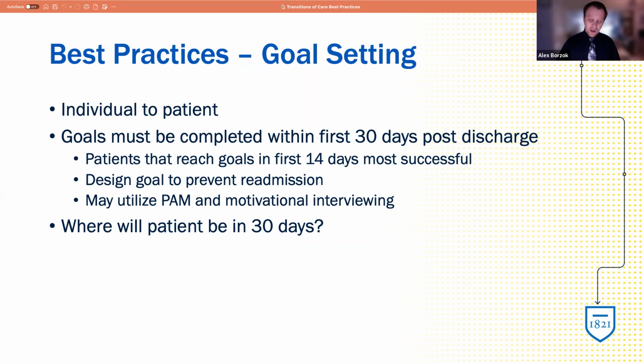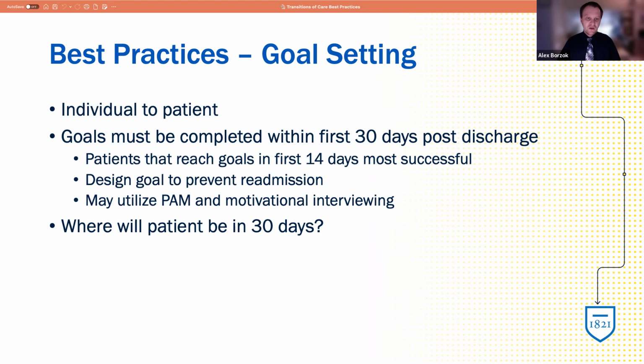However, it still has to be individual to that patient, what their individual goals are for the care that they want to receive. But it also has to be appropriate for the time period that you have to complete these. In the context of a transitions of care appointment and track that you're going to initiate with your patient, these goals must be completed within the first 30 days post-discharge.